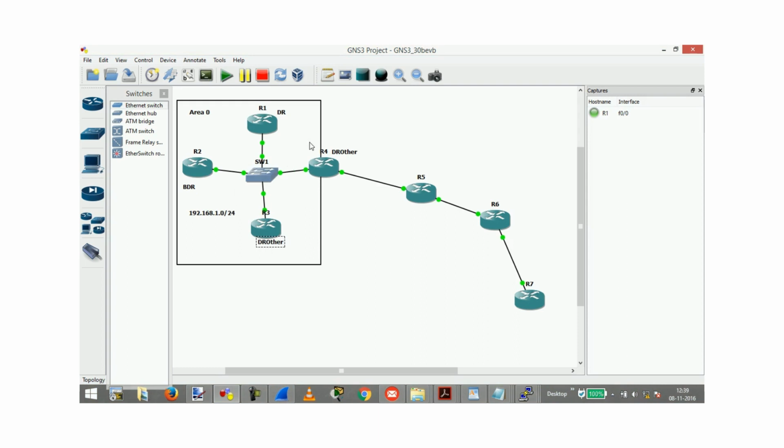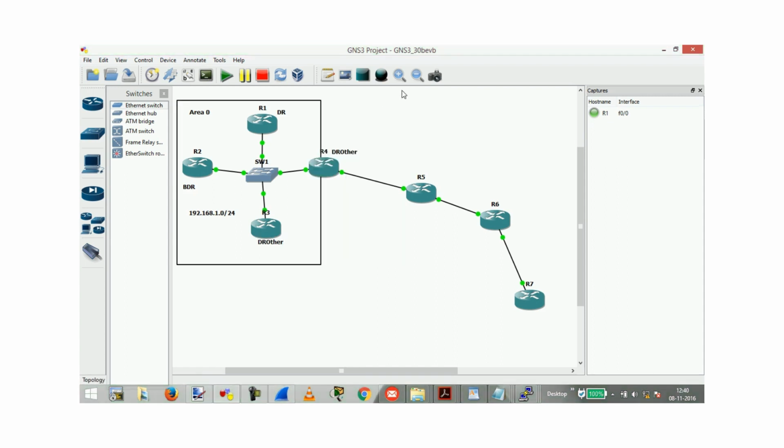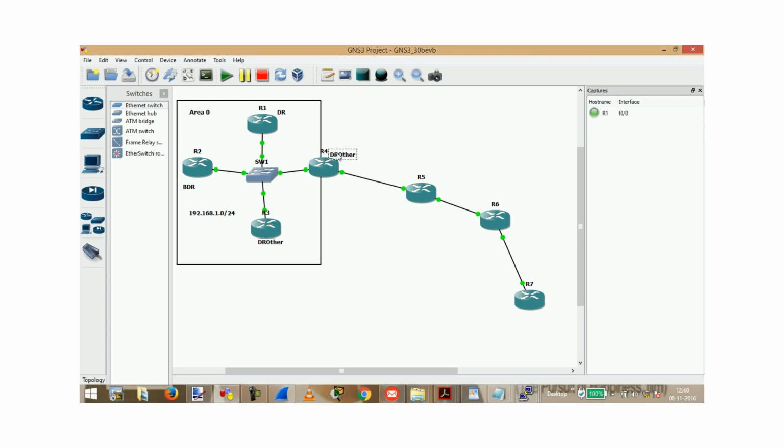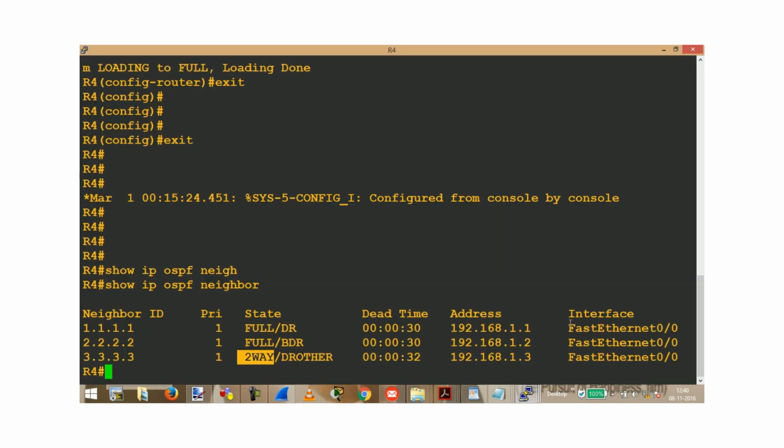So they did not go to which state? Exstart state. They remained at two-way state. Two-way state means there is bidirectional visibility. I know about you, you know about me, both of us know about each other. But we are not going to the exstart state, because we don't have to elect master and slave between us. We don't have to decide the sequence number, because we are not supposed to share link information directly with each other. Are you getting the whole point? So this is the reason they have gone only up to two-way state. Bidirectional visibility is there, but they are not sharing link information, so they don't have to go to exstart, exchange, loading, and full states.